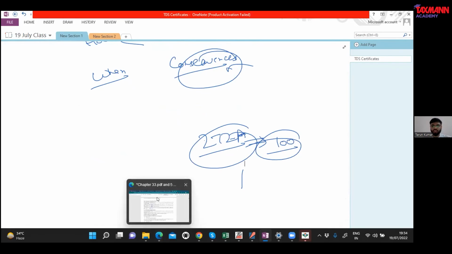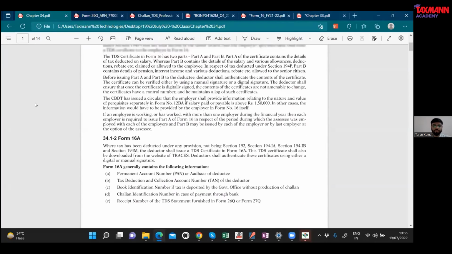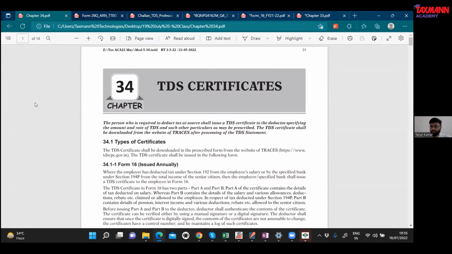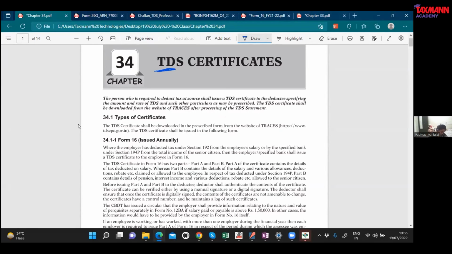So now we'll go through the chapter. Is any upper limit there for the penalty? No upper limit under 272A. It is 100 rupees per day. So now I'll just go through the chapter.